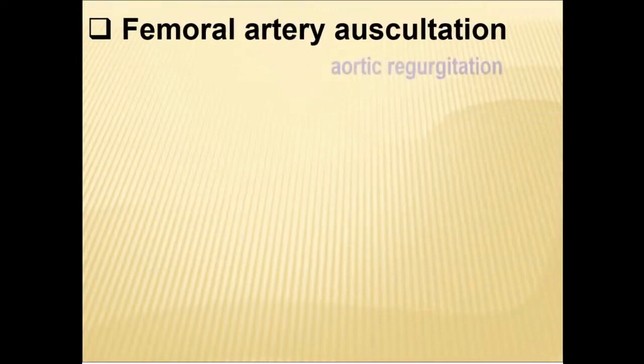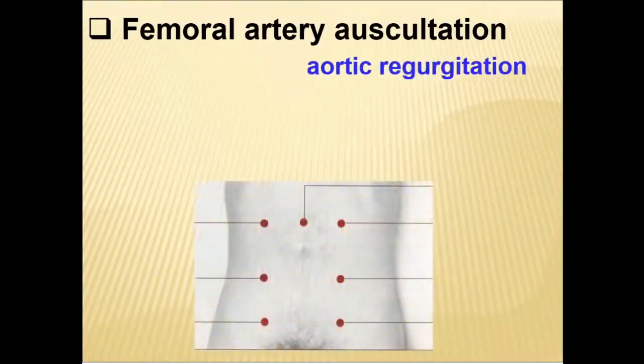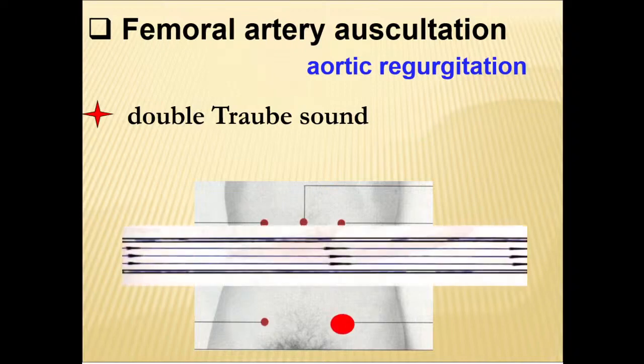And the last vessels which we auscultate are the femoral arteries. They are auscultated above the ilioinguinal ligament. We put the stethoscope above the ilioinguinal ligament in a patient with aortic regurgitation to reveal two phenomena: double Traube sound, Traube is water, and double Vinogradov-Durazier murmur.